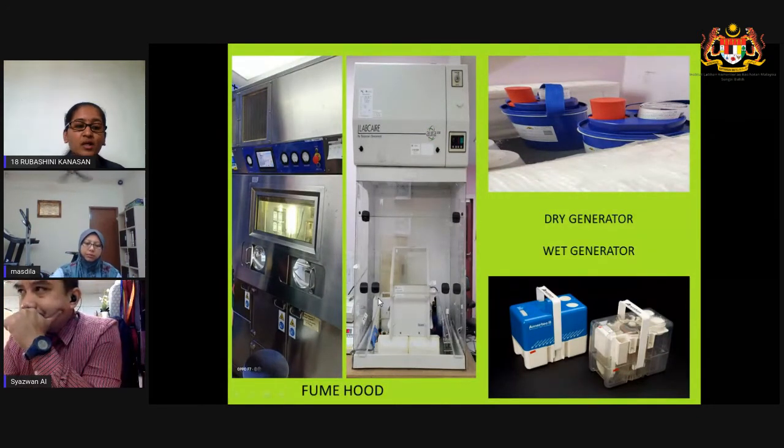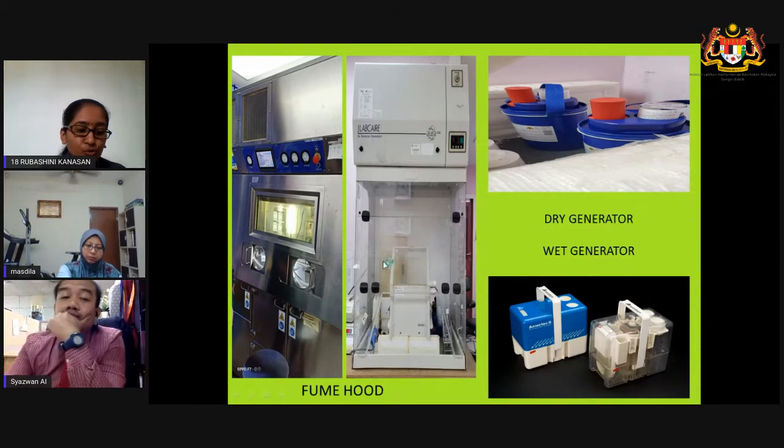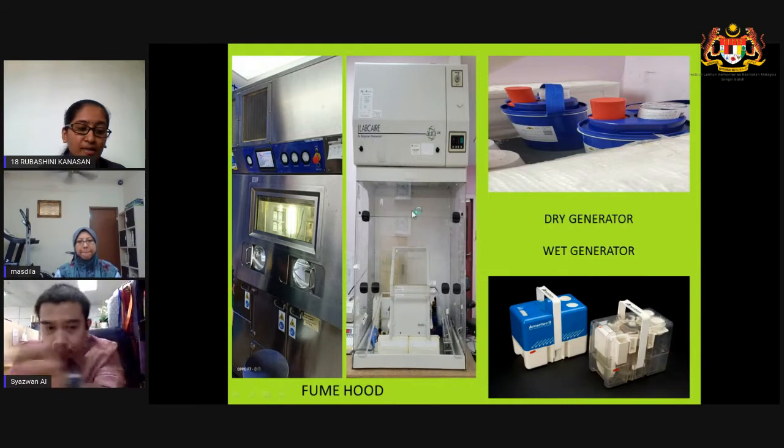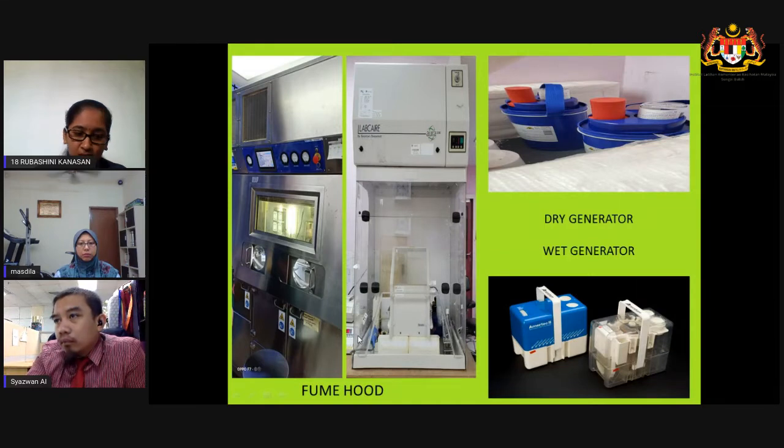It's an enclosed workspace. Okay, macam yang kita nampak ni, there is a glass shield over here. It protects the personnel. Hazardous gases or vapors generated inside the hood are captured before they enter the breathing zone. So dia memang ada macam filter. There is a filter there. They will filter the hazardous gases and vapors, minimize exposure to airborne contaminants. Okay, itu adalah fume hood.